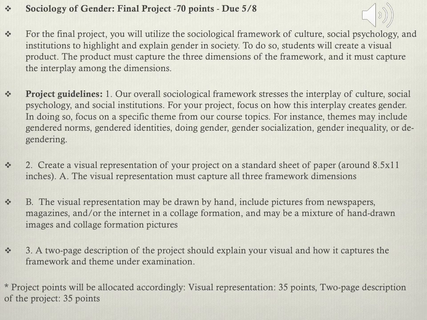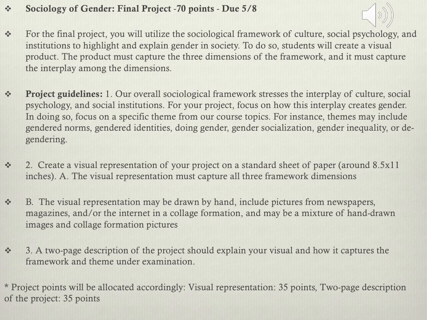You can draw it by hand. You can take pictures from newspapers, magazines, or just where else you would find images on the internet and make a collage formation into your visual. Or it can be a mixture, different images you get online from the different sources, or different images that you get simply from drawing them and put those together. So in terms of how I grade the visual itself, basically what I'm looking for is thought and effort.